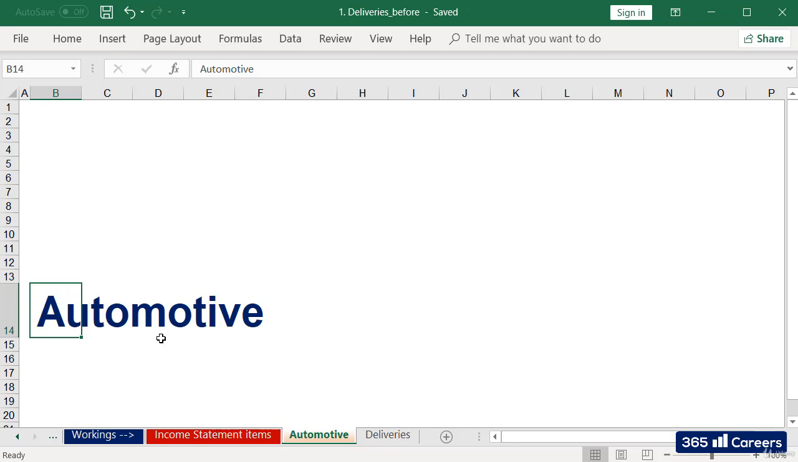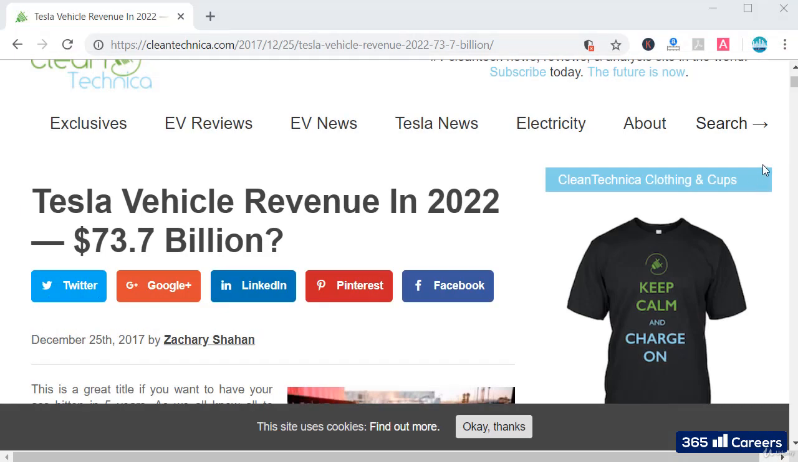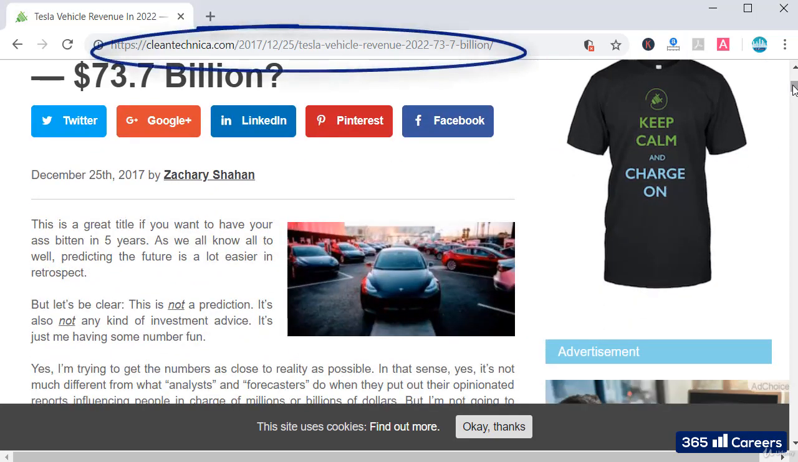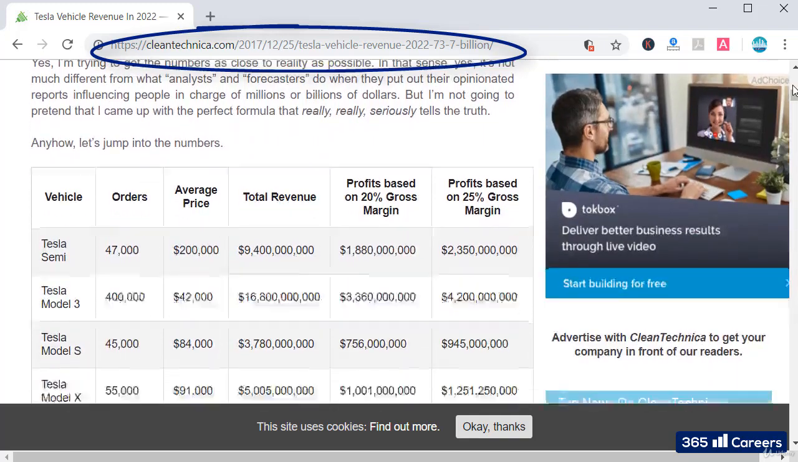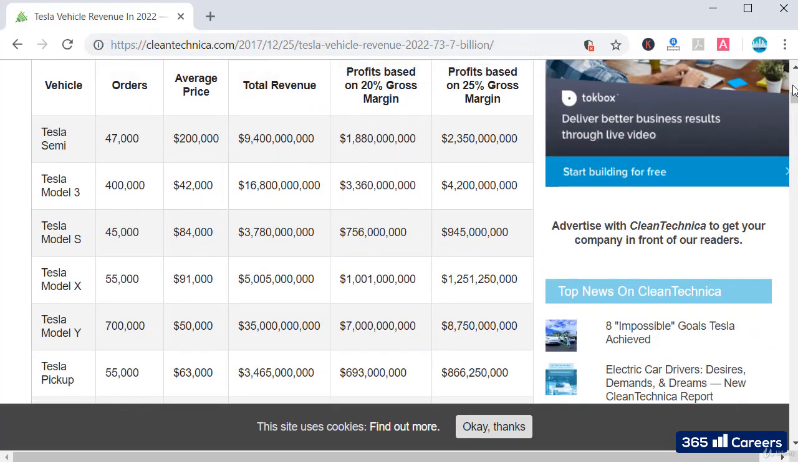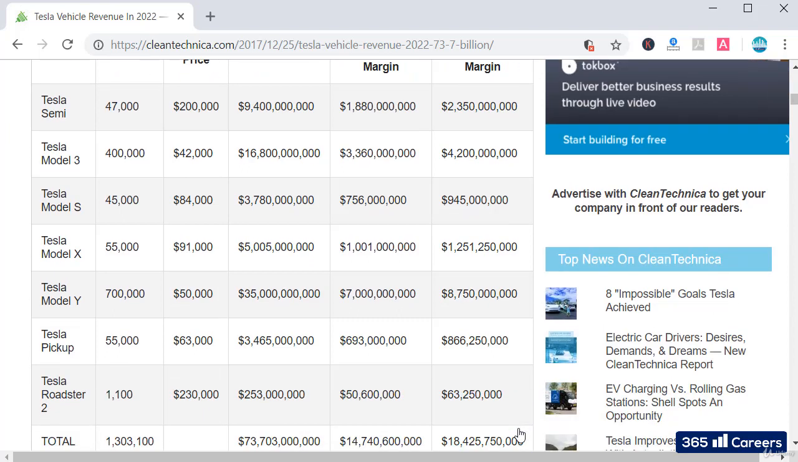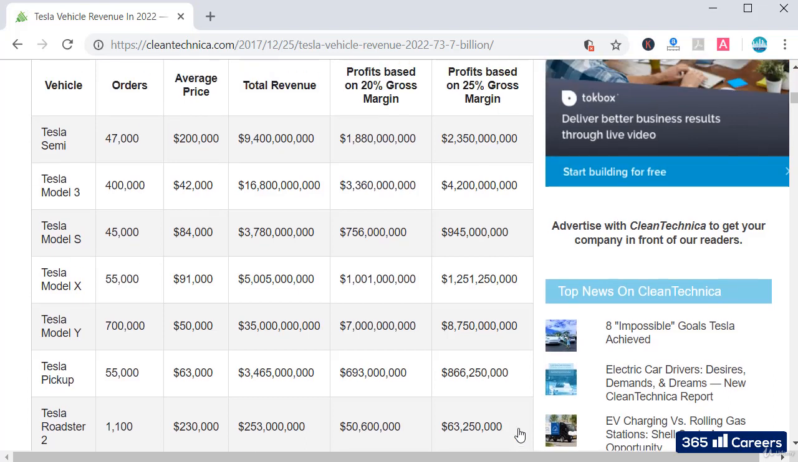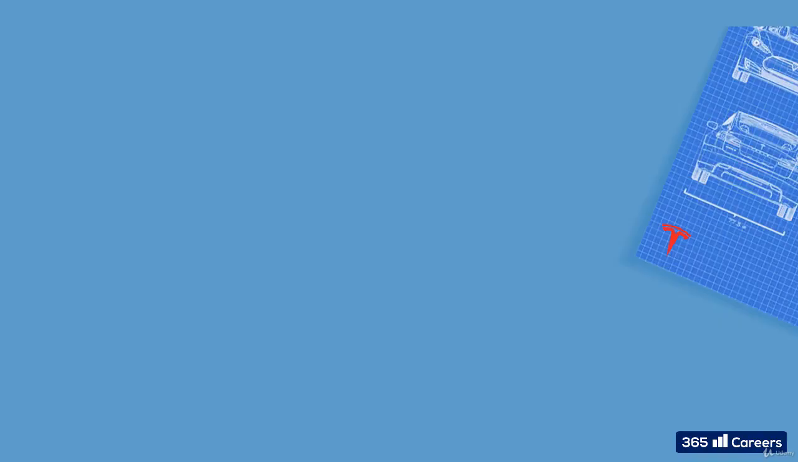By the way, in the resources section of the course, I've attached a link to a very interesting article which helped me gain a good understanding of Tesla's upcoming new model releases. It also states the average price these vehicles are expected to be sold for and the number of deliveries forecasted. Please check it out. I'm sure it will give you a good idea where some of the numbers we will be working with in this exercise came from.